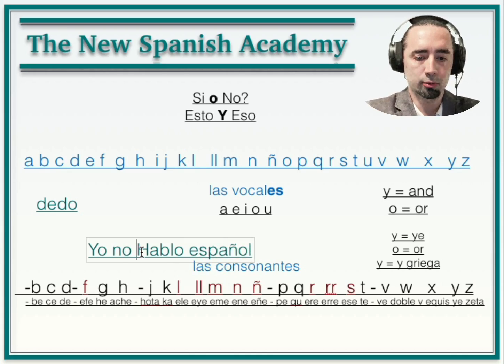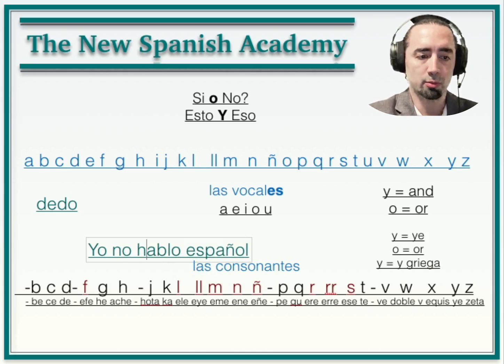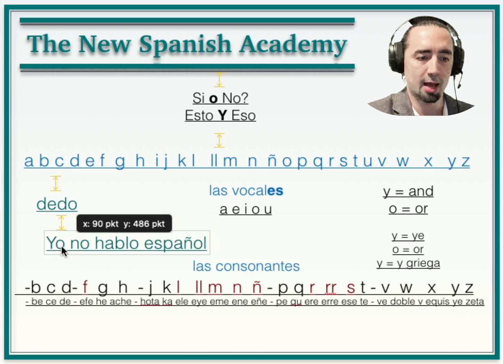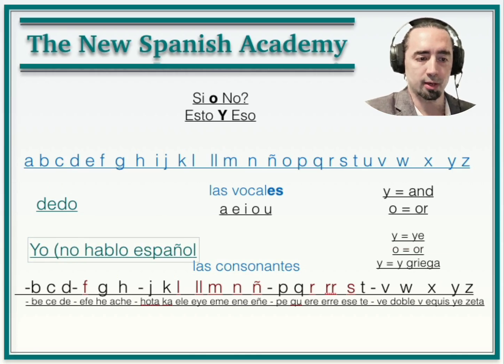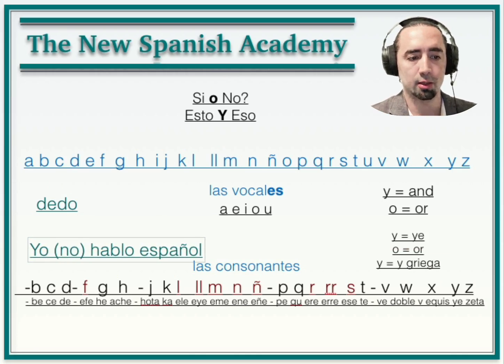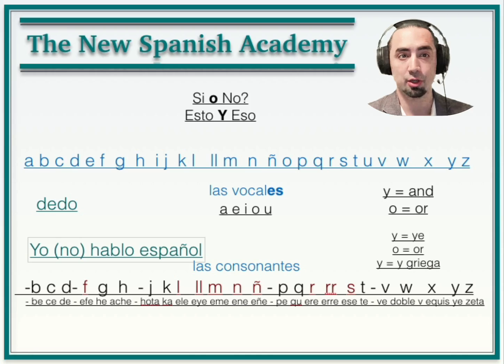Okay, so hablo is a verb, and it's with a small h, not with a capital H. So, yo no hablo español. I don't speak Spanish. That's something you can say if somebody asks you things you don't understand. But if you want to say I speak Spanish, then you just take away the no, and you say yo hablo español. Yo hablo español.